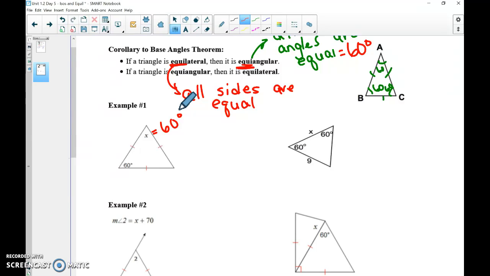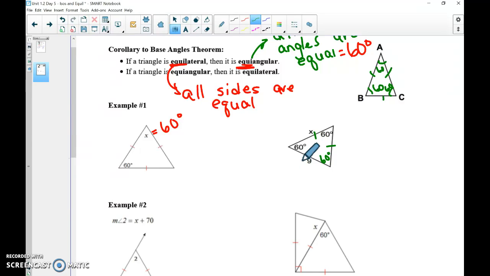Okay? Now, in this one off to the right, same kind of deal. They don't show us that the sides are equal, but this time they show us that 2 of the angles are 60 degrees. Okay? Well, if they all have to add up to 180, I've got 60, 60, together that's 120. That means that this angle must also be 60 degrees, which means that it is equiangular. And like we said, if it's equiangular, it must be equilateral. Okay, those two things go together. So that means that all 3 of those sides have to be equal.